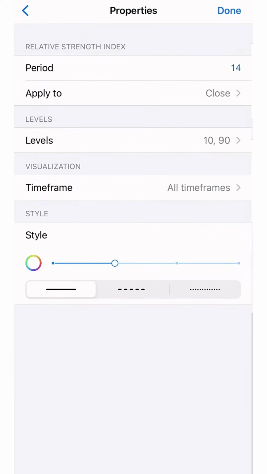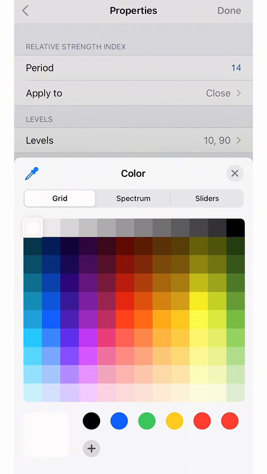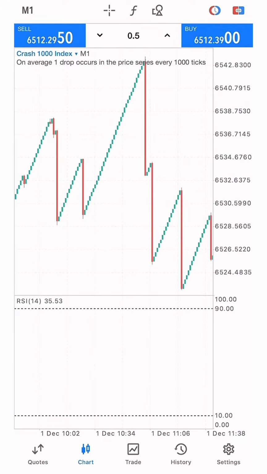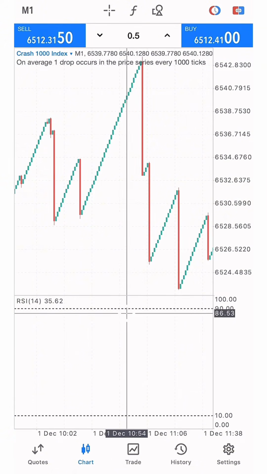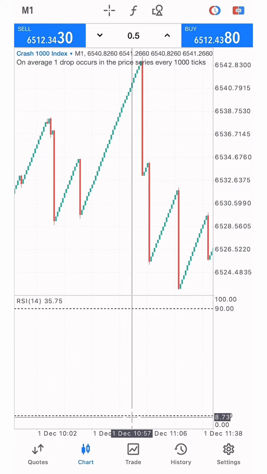Okay, after that, the time frame should be on all time frames on your MT5, because we're using MT5. And the style right here, we're going to put it on 2 pixel, and the line is going to be the first one right here, the straight line pattern, and the color is going to be white, the color of your screen. Then after that, we're going to click on done. So these are the levels we're going to be using, level 90 and level 10.